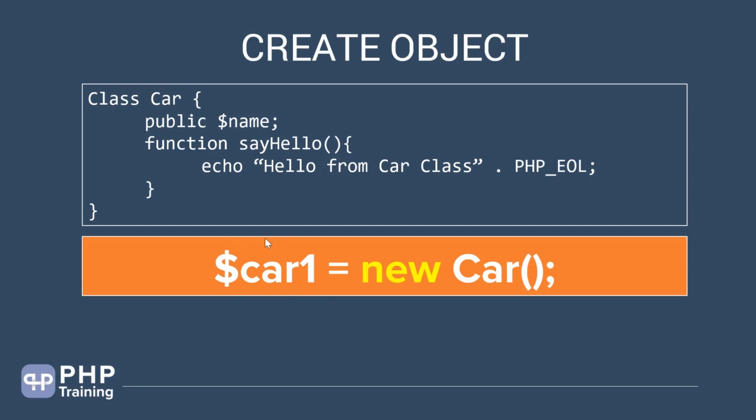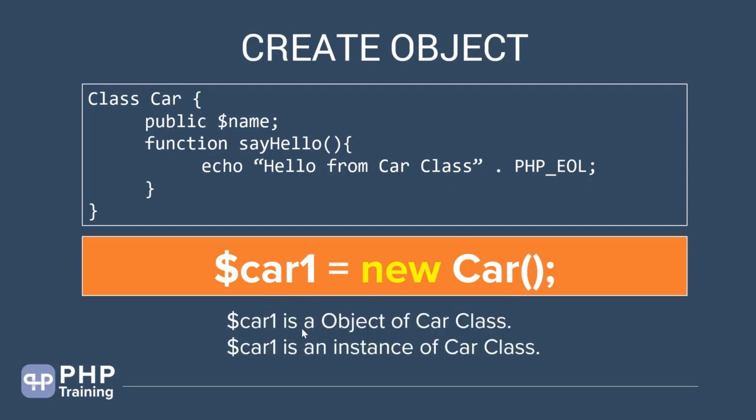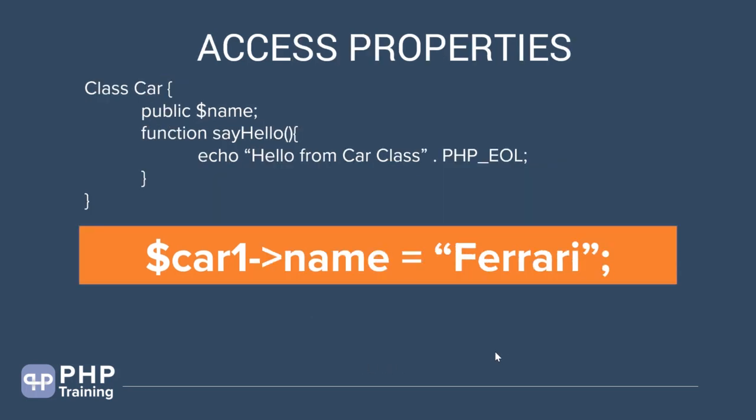So now using car 1, you can access the property and you can access the methods. Okay, car 1 is an object of a car class. Car 1 is also an instance of a car class. Okay, how do you access the properties? If you want to access the property of a car class, you have to do via the objects. And just now you have defined car 1 as an object. So using that object, you can access the property of that class. So how you access it?